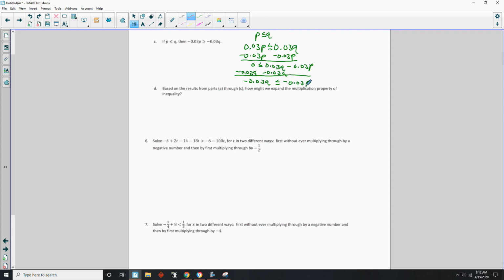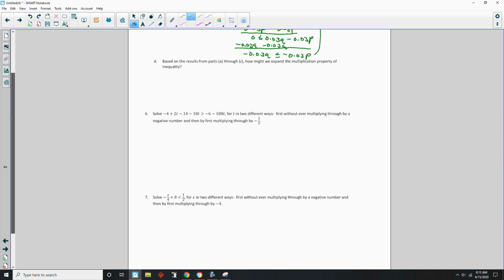All right, so now if I rewrite this so that p is on the other side, then I have negative 0.03p. Now I'm flipping this whole inequality, so this has to get flipped over as well, and I get negative 0.03q, and that's what we have over here.